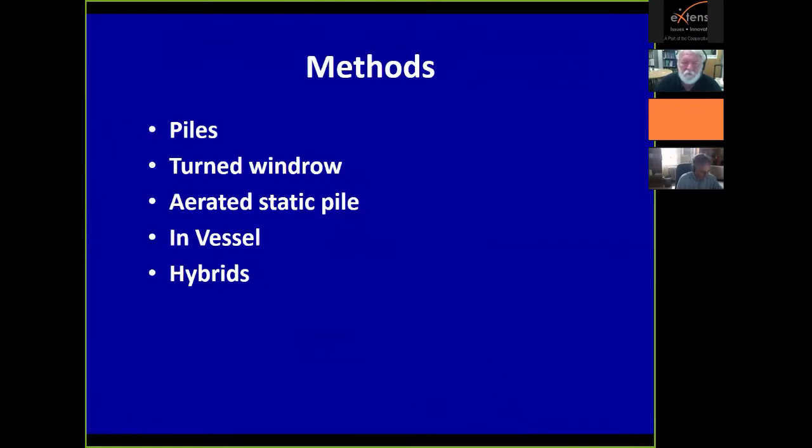These are the basic methods by which you can compost organics: in piles, static piles, in turned windrows, in aerated static piles, in vessel systems, and then hybrids, which are combinations. And we'll touch on all of these.